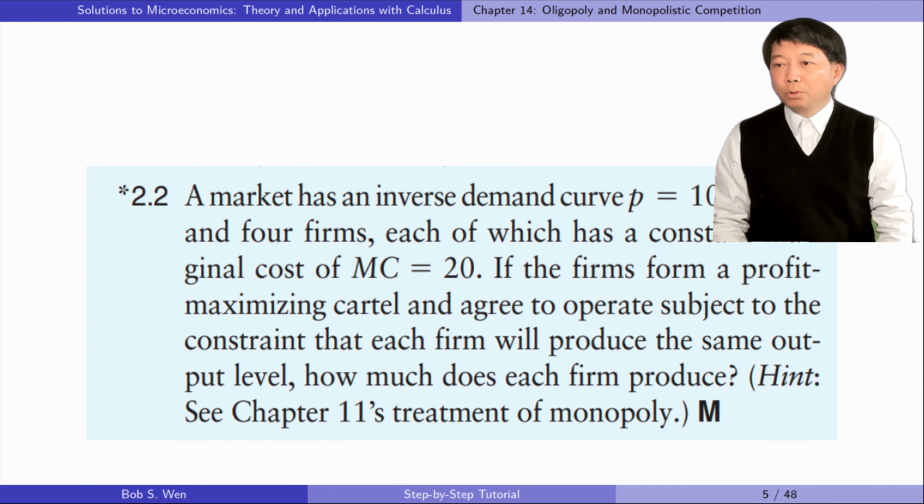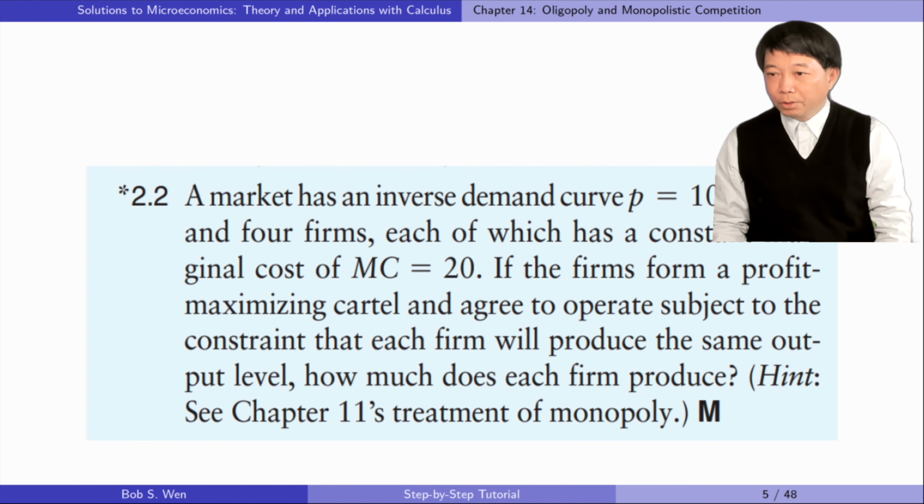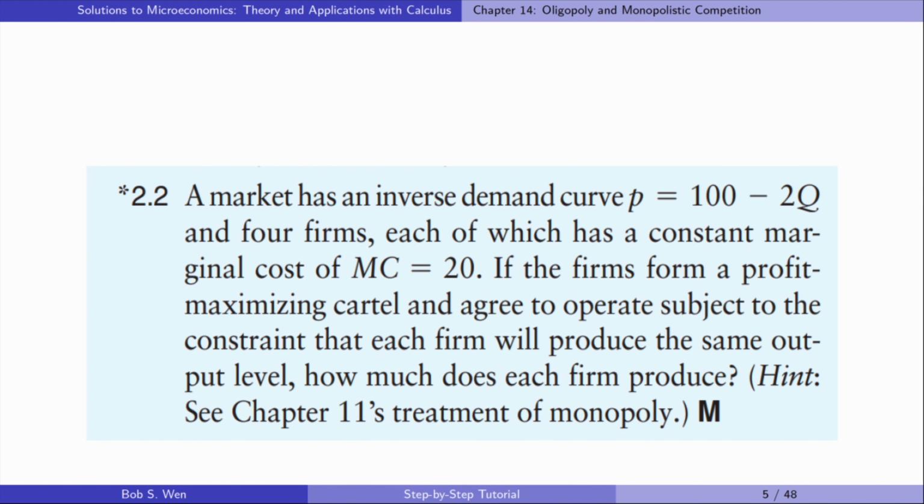Let's solve exercise 2.2. A market has an inverse demand curve and 4 firms, each of which has a constant marginal cost of 20. If the firms form a profit-maximizing cartel and agree to operate subject to the constraint that each firm will produce the same output level, how much does each firm produce?